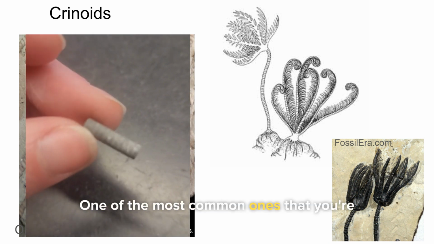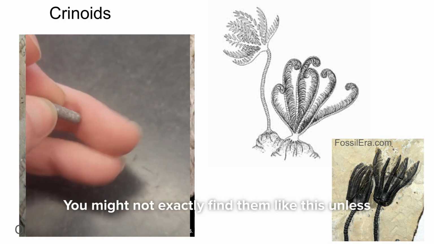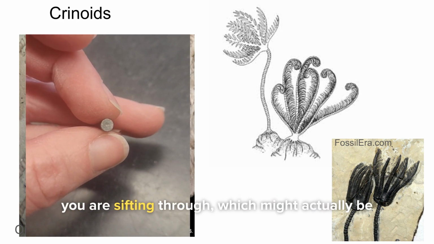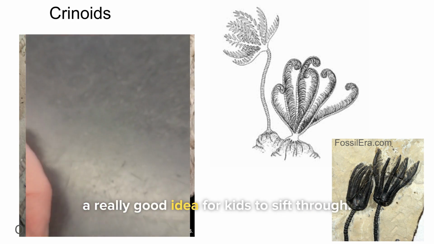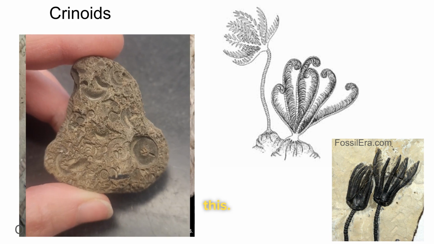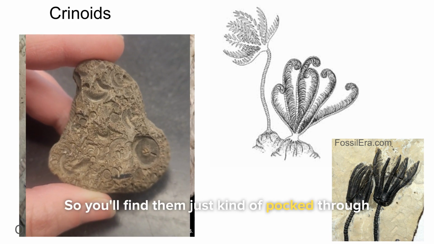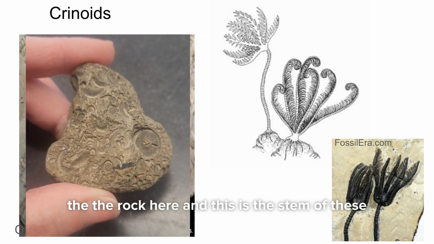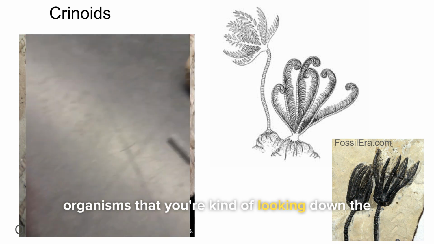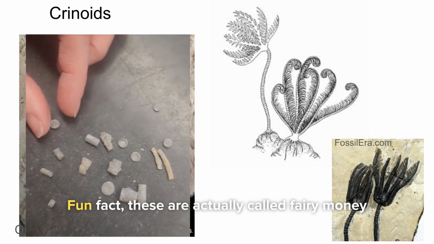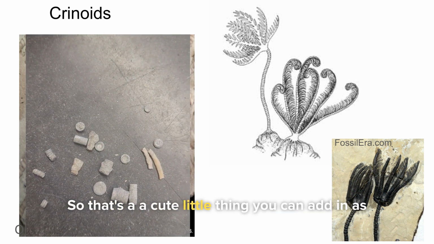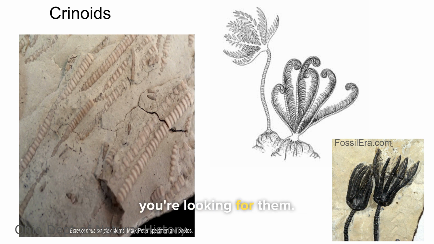One of the most common ones that you're going to find are crinoids. You might not exactly find them like this unless you are sifting through, which might actually be a really good idea for kids to do. A lot of times you're going to find them like this, just kind of pocked through the rock here, and this is the stem of these organisms that you're kind of looking down. Fun fact, these are actually called fairy money in some places, so that's a cute little thing you can add in as you're looking for them.